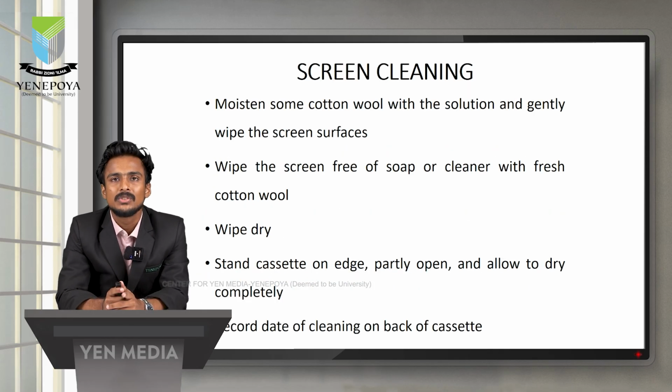Moving to screen cleaning. Take moistened cotton wool with an antiseptic solution and gently wipe the surface of the screen. After that, wipe the screen free from soap with fresh cotton wool and allow the surface of the intensifying screen to dry. Stand the cassette on its edge, partially open, and allow it to dry completely. After that, record the date of cleaning on the back side of the cassette.